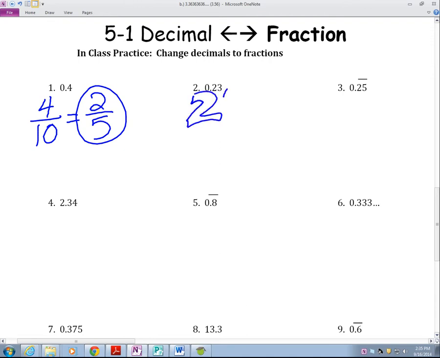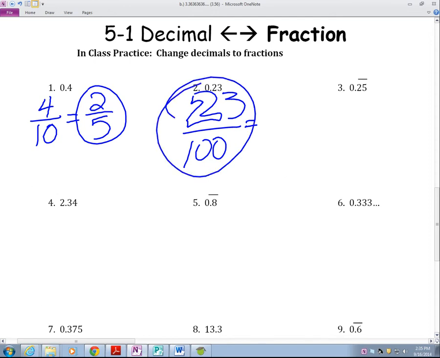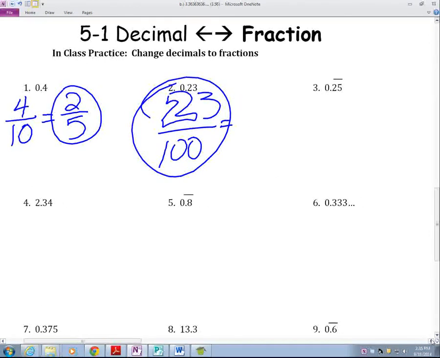Yeah, it's just 23 over 100. I waited because she hadn't said anything yet, and I didn't want to start writing before she said anything. 23 over 100, and can that be simplified at all? No. Why? 100's not a prime number, but 23 is a prime number. Good. All right, now we have one like this, number 3.